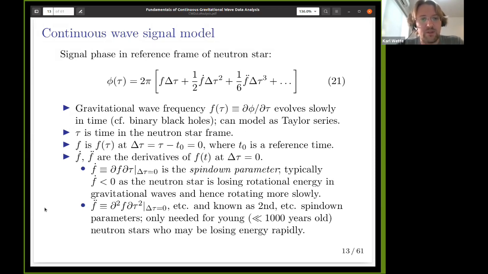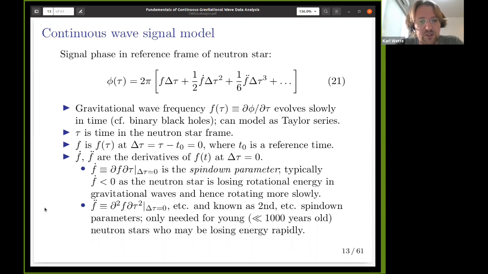Then we have the 2 derivative terms, which are often written as f dot and f double dot. You also see them written with a subscript, f subscript 1, f subscript 2, depending on the notation. These are the derivatives of f of tau, which should be f of tau there in the notes. That's the derivative of the frequency evaluated at delta tau equals 0. For the f dot term, I've missed the fraction between del f and del t. I'll fix it up later.